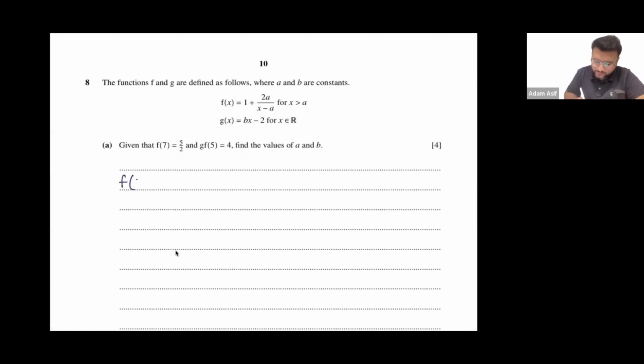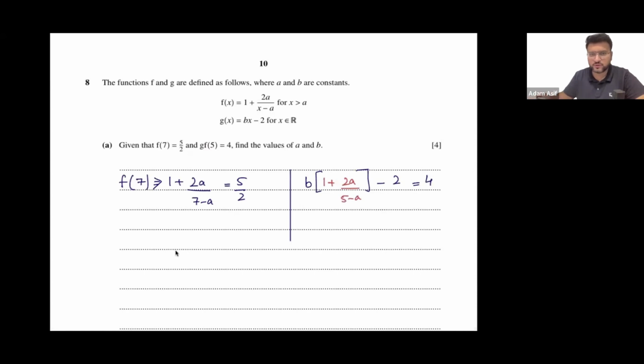F of 7 means in place of x, plug in 7 and equate the result to 5 upon 2. That's the first equation. G f of 5 would mean that we insert the value of f of 5 in function g. So function g is b times x minus 2, and in place of x, you're going to insert function f, and in the function f, you're going to plug in x as 5. And the result is going to be equal to 4. So we get two equations, we solve them simultaneously and figure out the values of a and b.